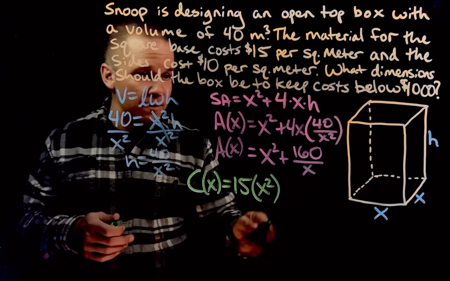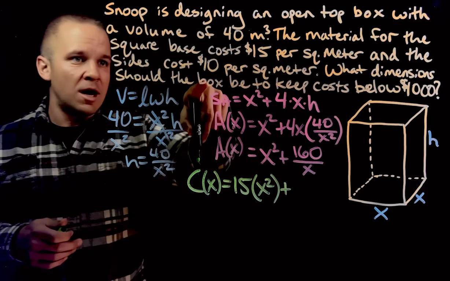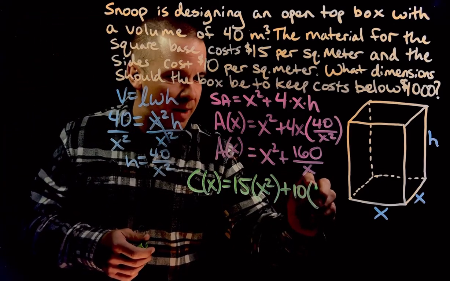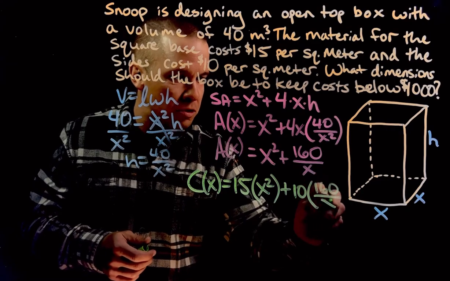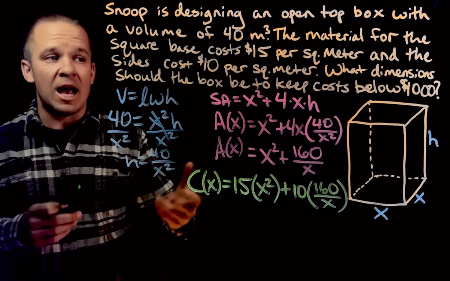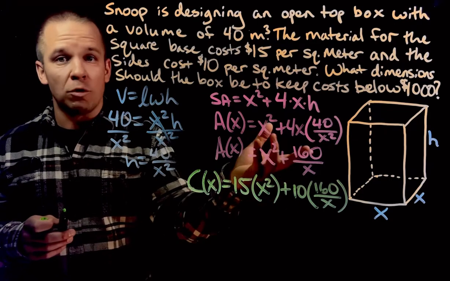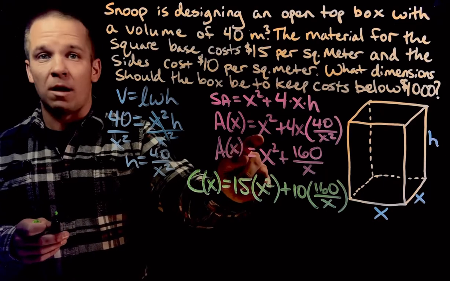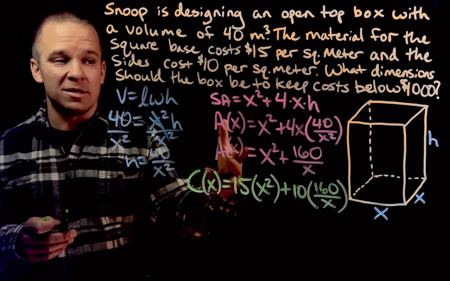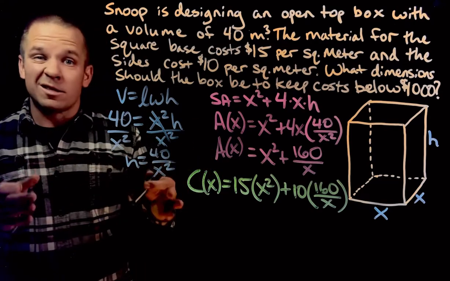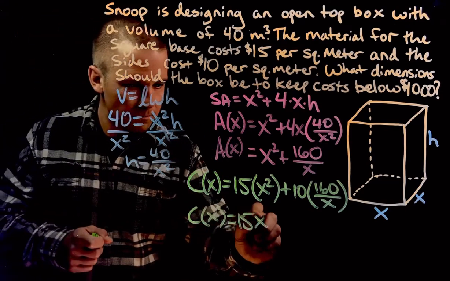Okay, now my next one, well, that cost is $10, right? So I'm going to have 10, and then here we have my side area total, right? So I've taken my surface area function that I had here, and I've multiplied the individual parts by their cost. So whatever the cost is associated with the base, I'm going to multiply that guy. And whatever the cost is associated with the sides, I'm going to multiply my second part. Cool? No big deal. Let's clean it up just a little bit.